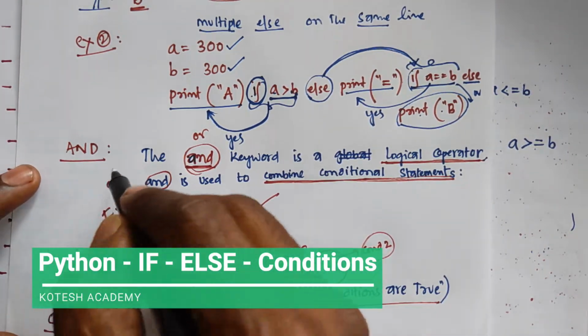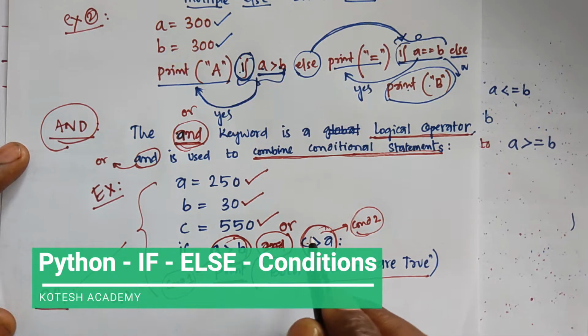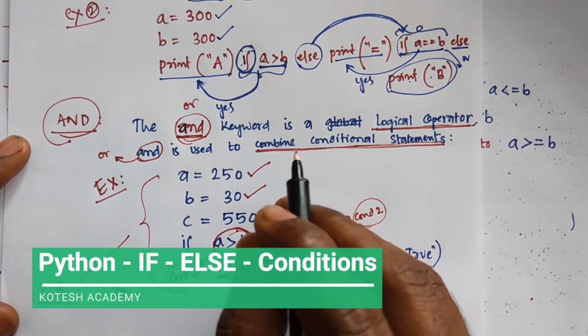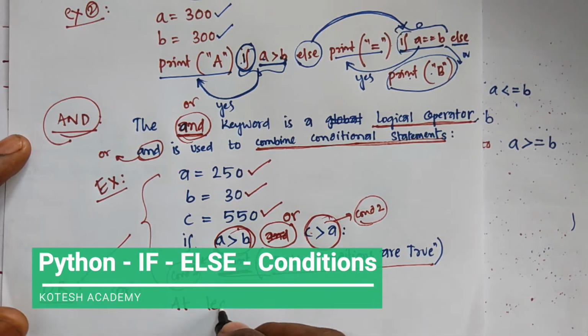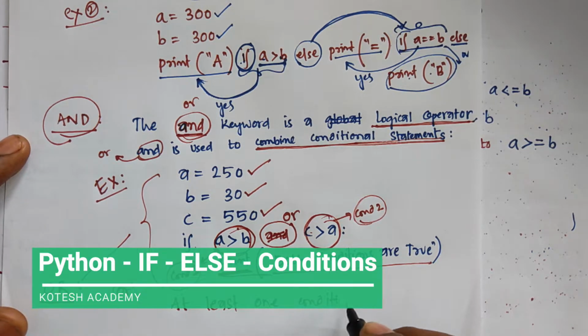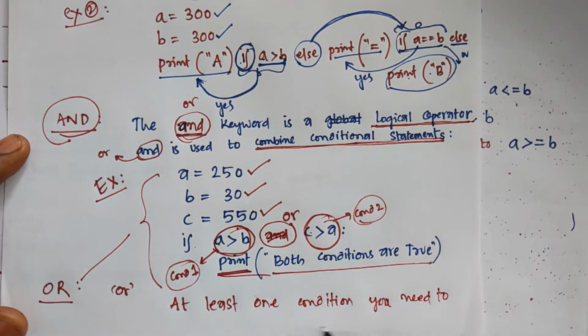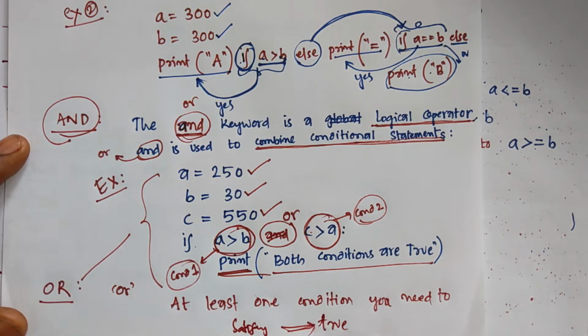Once again I am going to repeat that. The AND operation has two conditions, and you have to satisfy both conditions. But with the OR condition, you have to satisfy at least one condition. That means at least one condition needs to be true.